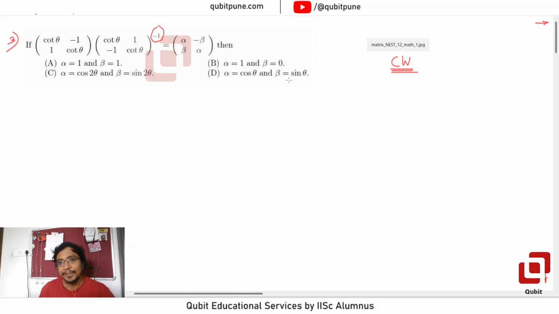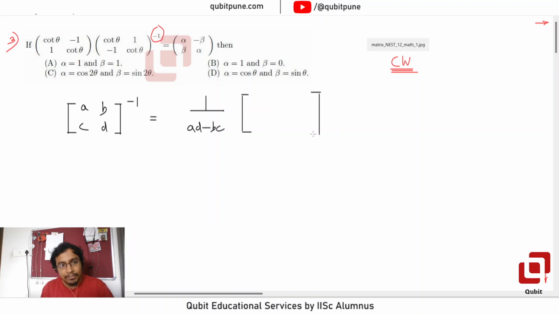Please solve this. ये शॉर्टकट पता है ना, A B C D का इन्वर्स कैसे निकालते हैं? Yes, sir. बताओ. 1 अपॉन AD minus BC into adjugate of ABCD, मतलब D, A, minus C, minus B. Sign gets reversed. हाँ, ओके. ठीक है, स्टार्ट.